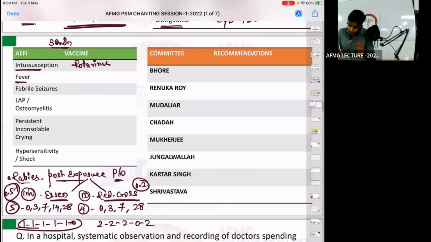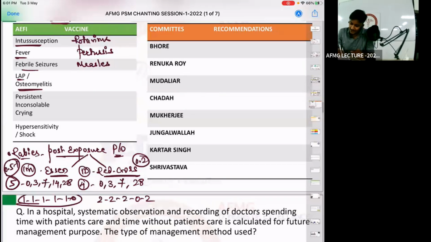Fever. Fever is a side effect of pertussis. Important. Then febrile seizures are a side effect of measles. Febrile seizures, measles. Fever, and pertussis.